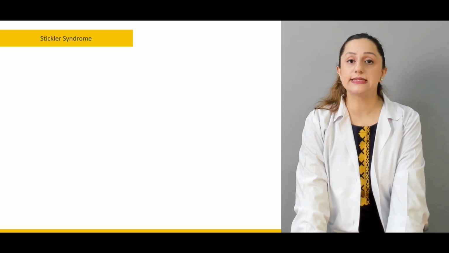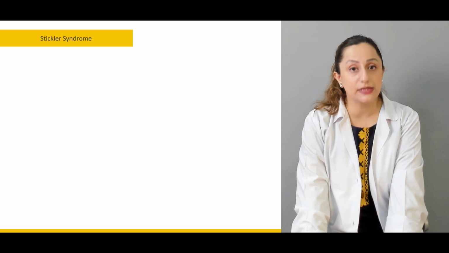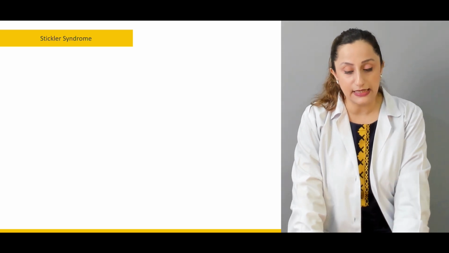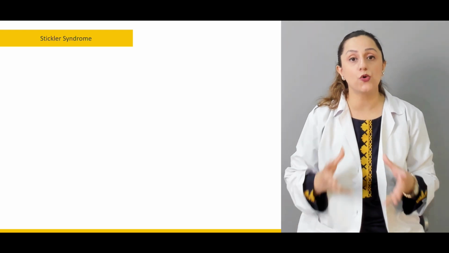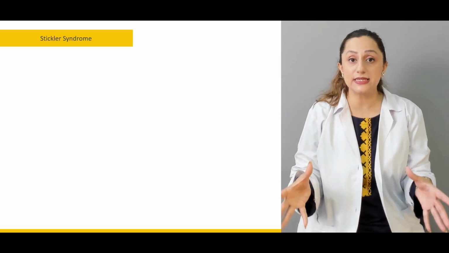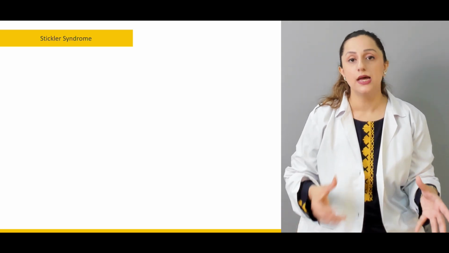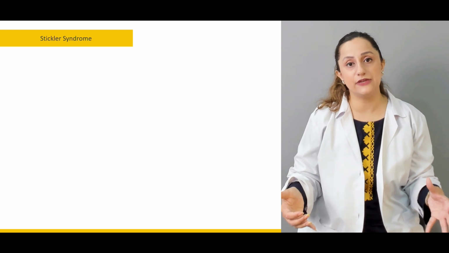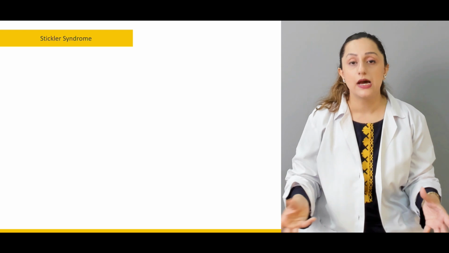Then we have the Stickler syndrome. It's again one of the variants of the autosomal dominant kind of variety that is seen. It's also known as hereditary arthro-ophthalmopathy. As the name is indicating, it is hereditary. It is autosomal dominant in its nature. Arthro is basically referring to the fact that in this syndrome, the joints are also affected.